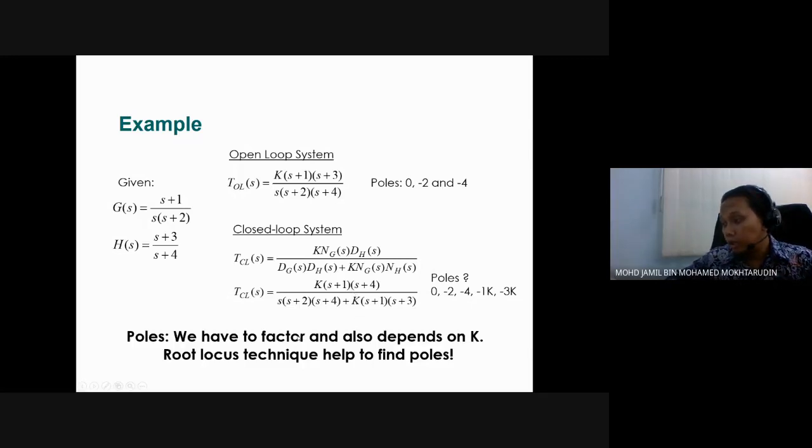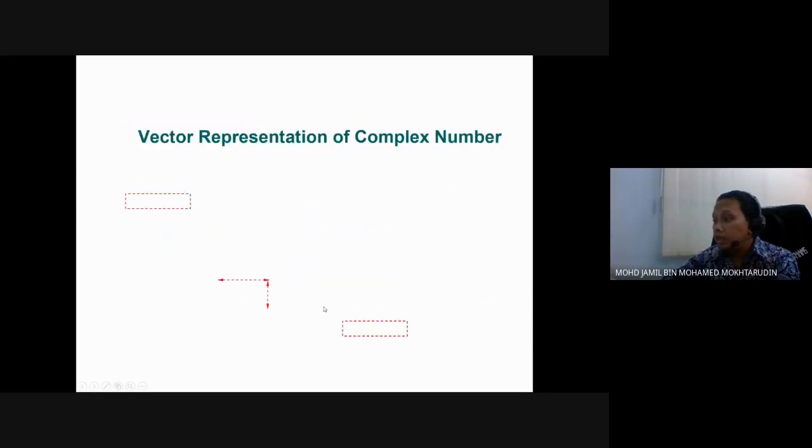So that's why we need a new technique or new method so that we know when we vary the value of K, what are the values of poles you will get. So how this variation can be represented by some figures or some graphic. So we use a technique called root locus to help find the poles. Okay, so that's the problem.